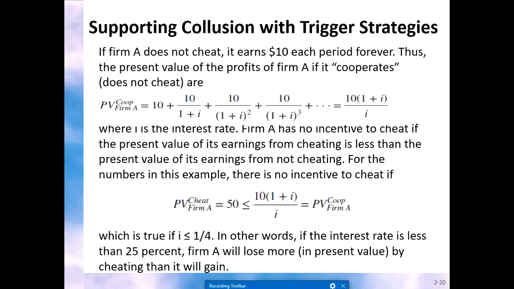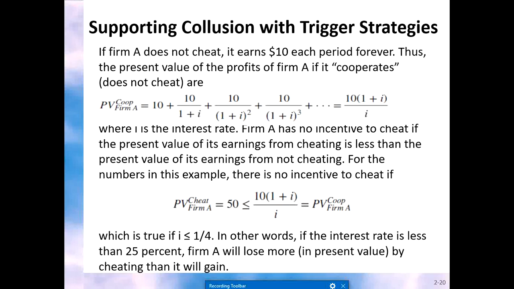So when i is the interest rate, firm A has no incentive to cheat if the present value of its earning from cheating is less than the present value of its earning from not cheating. For the numbers in this example, let's say there is no incentive to cheat if the PV, or present value, of firm A who cheats, which equals 50, is less than or equal to 10 times (1 plus i) divided by i, the present value of firm A cooperating. This is true if i equals 0.25.